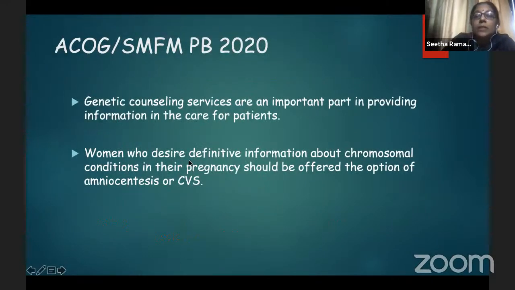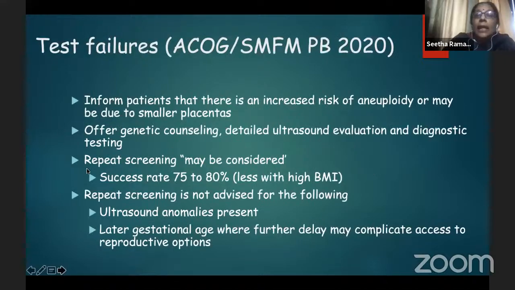Genetic counseling services are important, and so you need to make sure that these people are counseled adequately pre and post testing. If there is a test failure, which means that there is a smaller placenta, there is a higher chance of the baby being aneuploid. So offer them genetic counseling and then repeat the screening depending on what they would like to do. But if the ultrasound is anomalous, or if there is a later gestational age where you can't have options, then the repeat screening is not advisable.